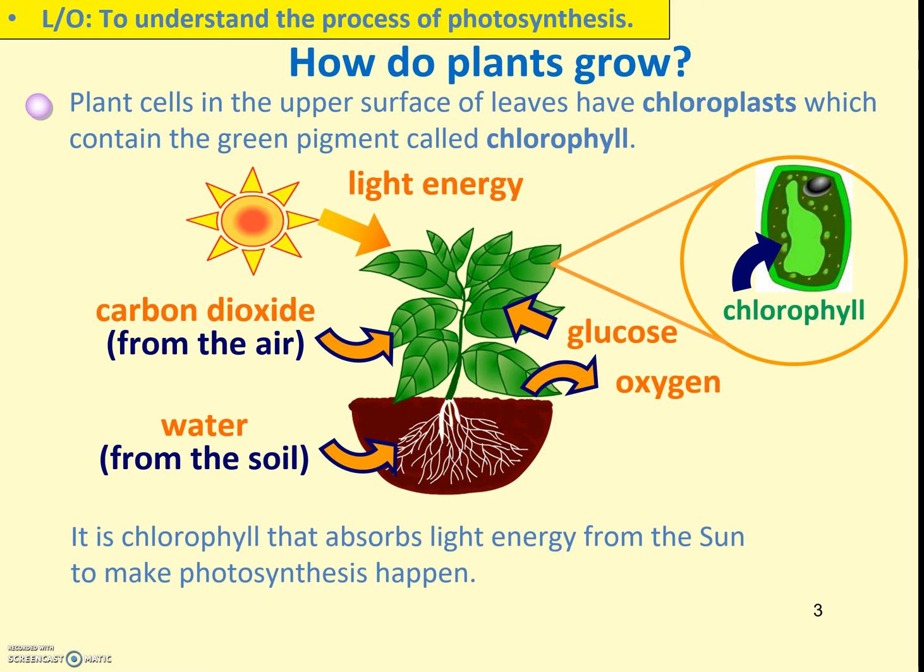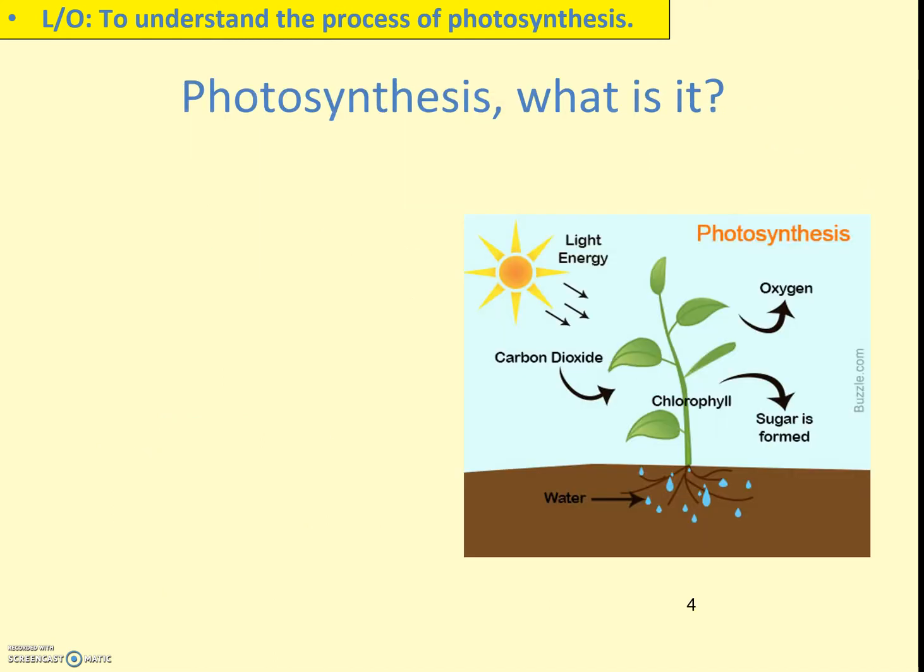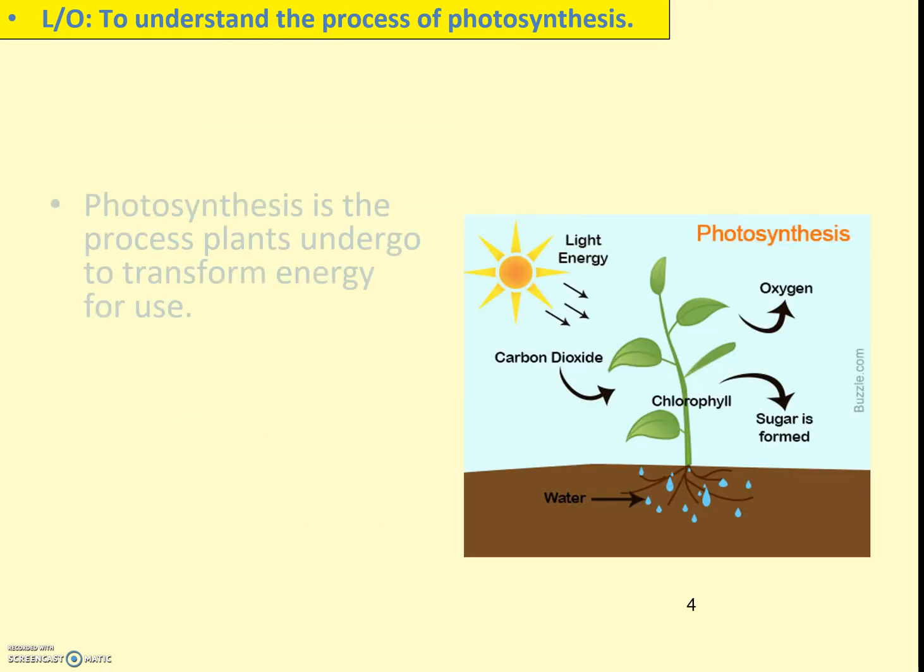It is the chlorophyll that absorbs light energy from the sun in order to make photosynthesis happen. So what is photosynthesis? The word itself is a combination of 2 root words, photo, which means light, and synthesis, which means to mix or put together.